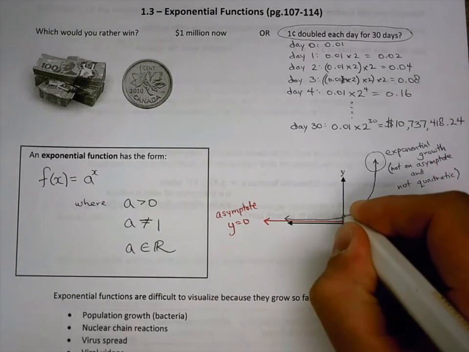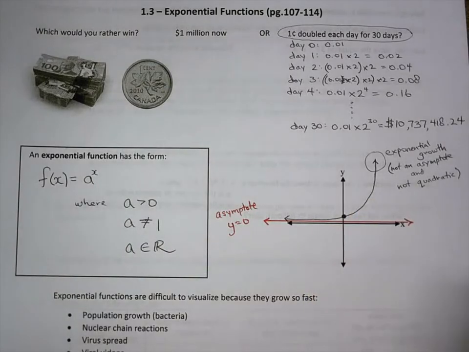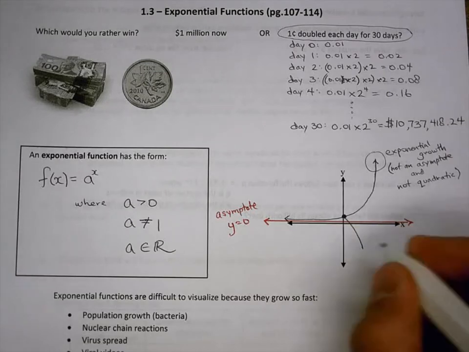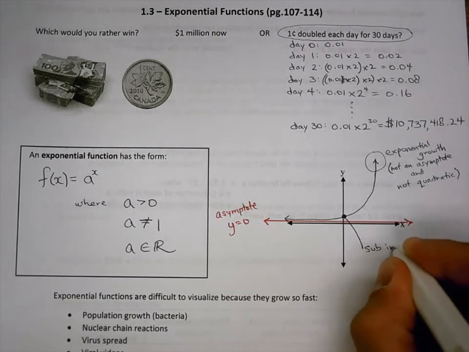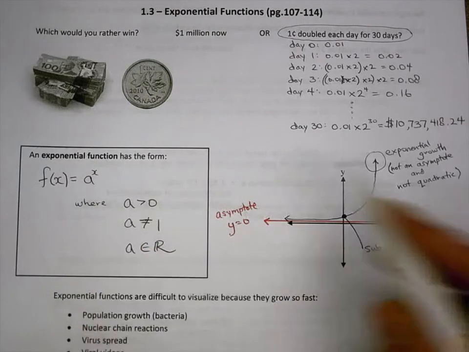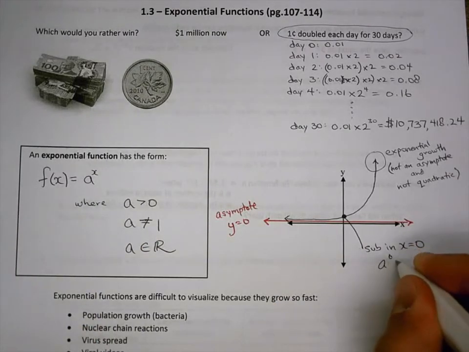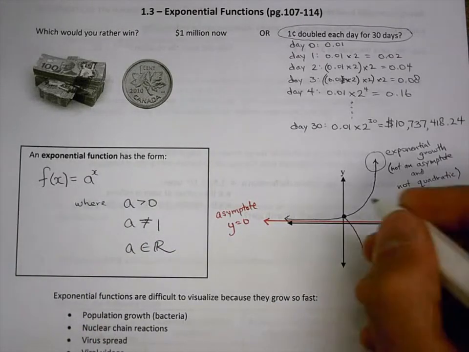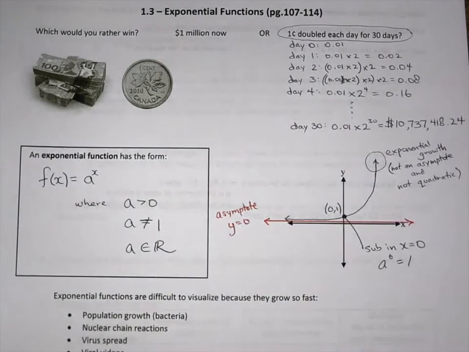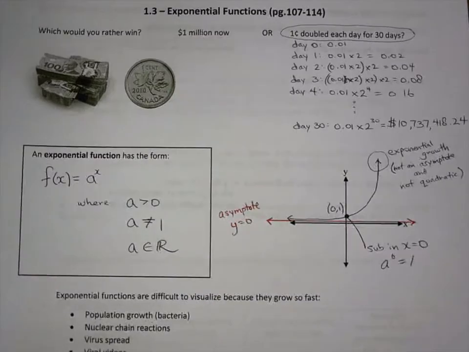This point here is kind of my only key point. To figure it out, well, this is the point where x equals 0. So I'm going to sub in x equals 0. If I sub it into this function here, I have a to the power of 0, which is always 1. So this point is 0, 1. That's a key point on my exponential function.